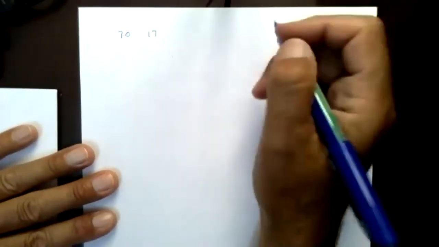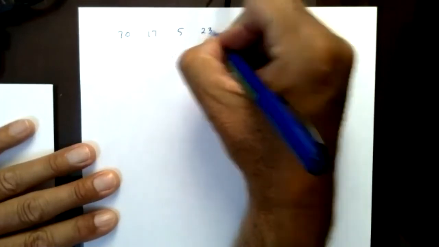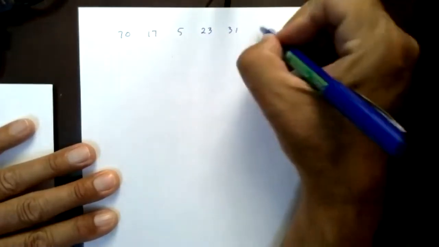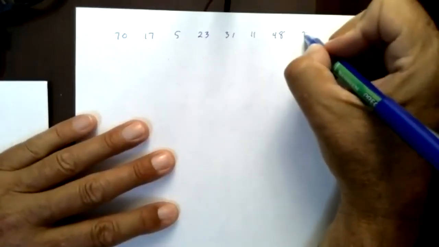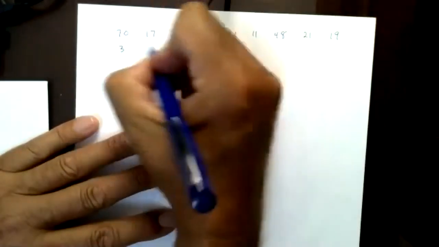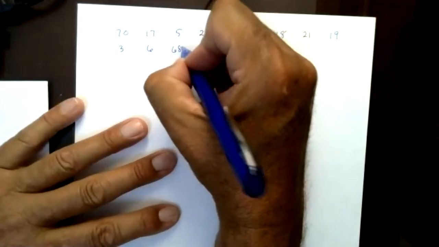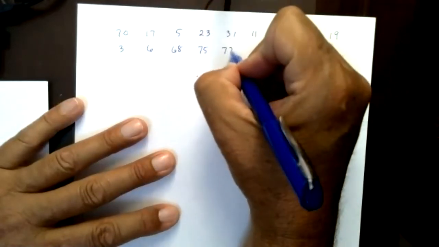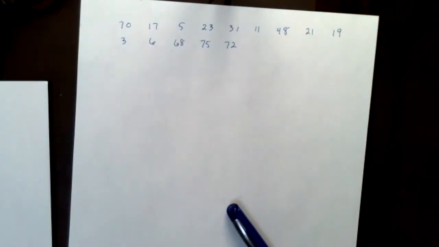Why is my camera all funky today? 70, 17, 5, 23, 31, 11, 48, 21, 19, 3, 6, just a couple more. 68, 75, 72. Make sure I don't have any repeats.